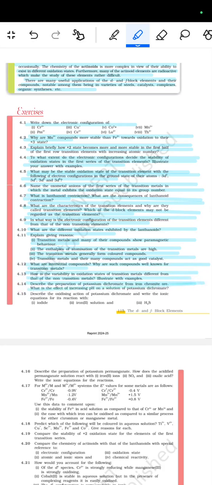What is the effect of increasing pH on solutions of potassium dichromate? Describe the oxidizing action of potassium dichromate and write the ionic equations for its reaction with iodide, Fe2+ and H2S.